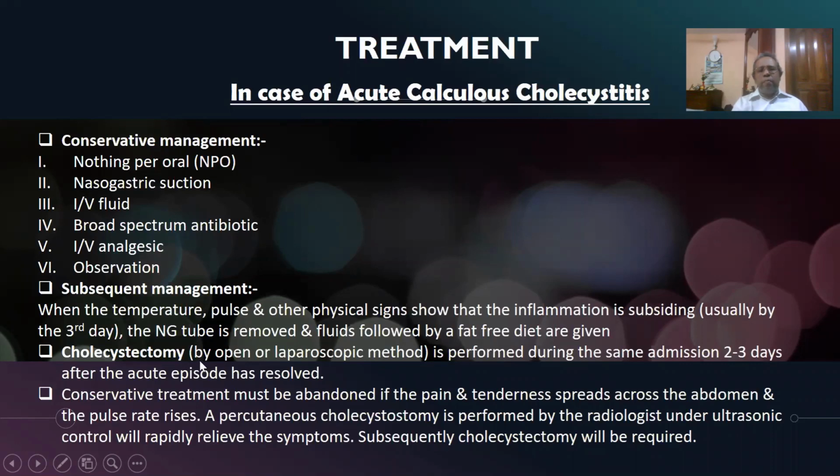That cholecystectomy by open or laparoscopy method is performed during the same admission 2 to 3 days after the acute episode is resolved, or the patient is fit enough, you can do immediately within 1 day maybe. If there is other investigations or parameters are normal, that means fit for the patient, then you can do the surgery immediately, or conservatively treat the patient, discharge the patient must be abandoned if the pain and tenderness spreads across the abdomen and the pulse rate rises.